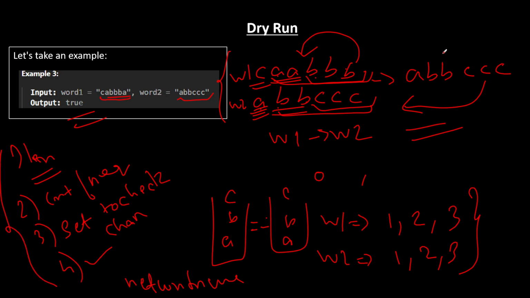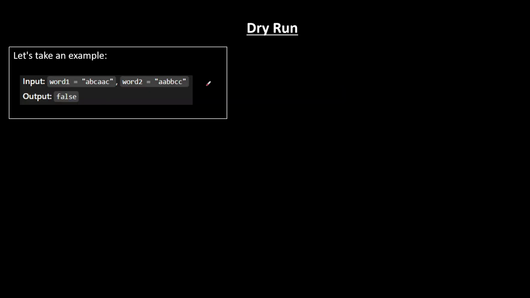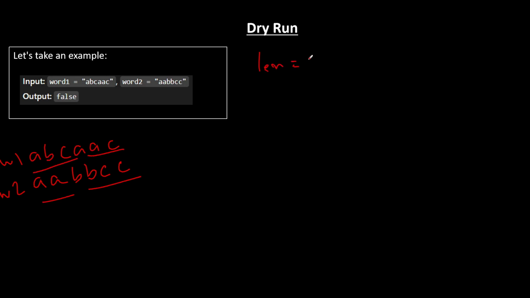Fine. Then here is another dry run. Let's take it in a short way. Like this, A B C A C, and second is A B B C C. Fine. Your first case is of length 3, 3, 6. Length is equal, true. Fine. Then we check the frequencies. Let's go for the frequency of word one, then word two.